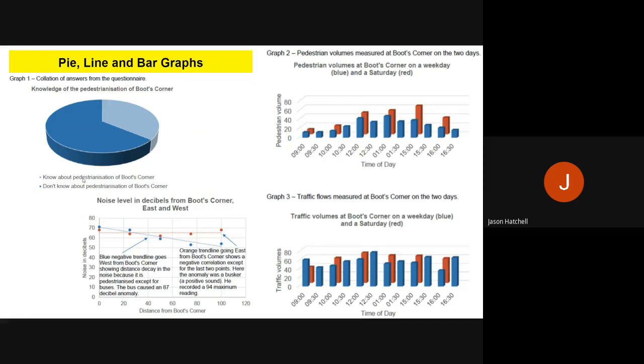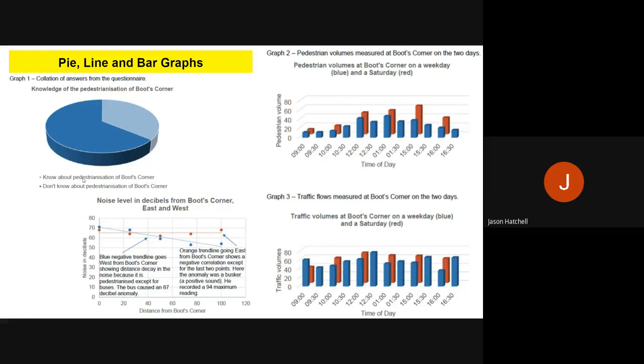The second representation on the bottom left here is a noise level in decibels graph. Now this is a line graph, and what this student has done is they have color coded the graph in blue and orange, blue being west, orange being going east, and then the line graph shows you the changes in those decibel readings with distance as well. So that's appropriate because it's showing you the two separate sets of data going from one place to another with distance and how it changes over that distance. Remember, line graphs are appropriate for distance and appropriate for time as well.